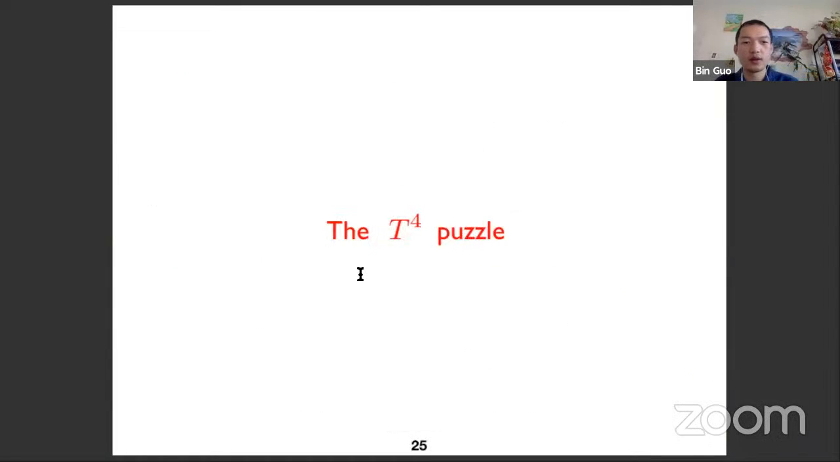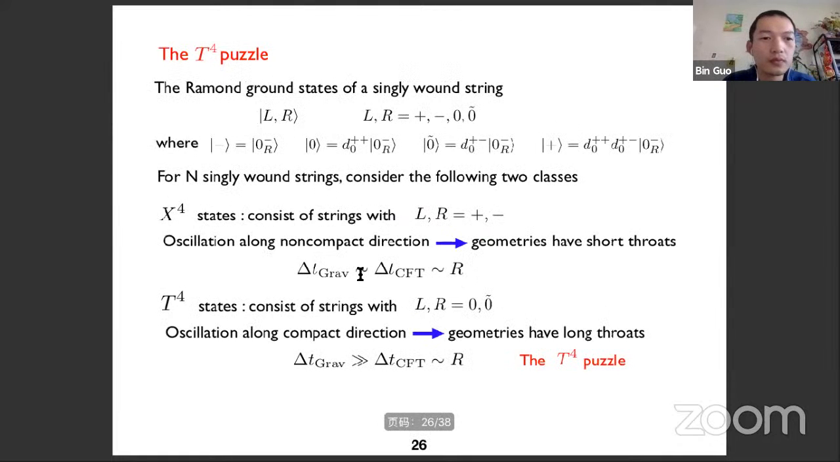Okay, now let me tell you the story about the T4 puzzle. The Ramond ground states of the singly wound string can be written in the following way. The left and right movers can be plus, minus, 0, 0 tilde. The 0, 0 tilde has one D0 mode and plus has two D0 modes. Now let's consider a state with n singly wound strings.